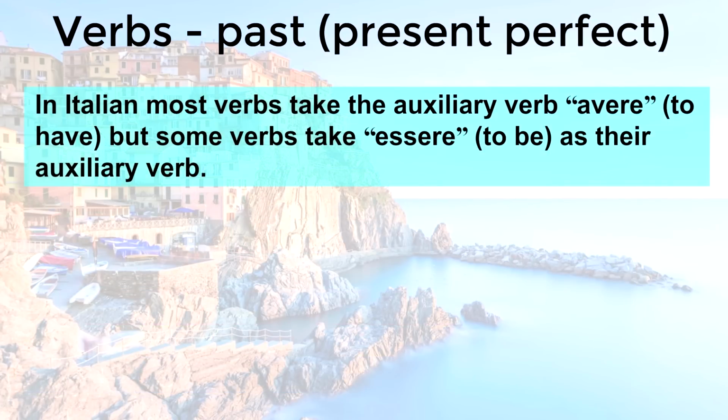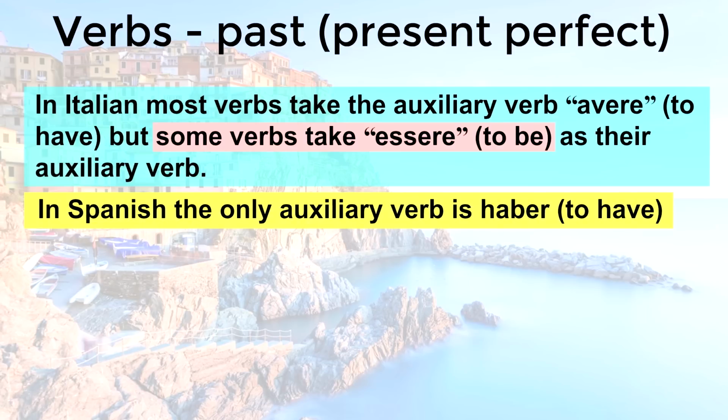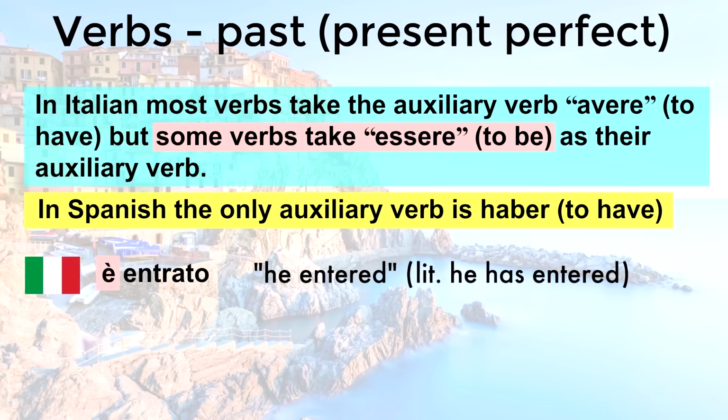One thing to note about the present perfect tense is that in Italian, most verbs take the auxiliary verb avere, to have, but some verbs take essere, meaning to be, as their auxiliary verb. That's similar to in French, but in Spanish, the only auxiliary verb is haber, meaning to have. So in Italian, there's è entrato, meaning he entered, but in Spanish, it's ha entrado. Those are just a couple of examples, but basically all verb tenses and all verb forms have an equivalent or a parallel in the other language.